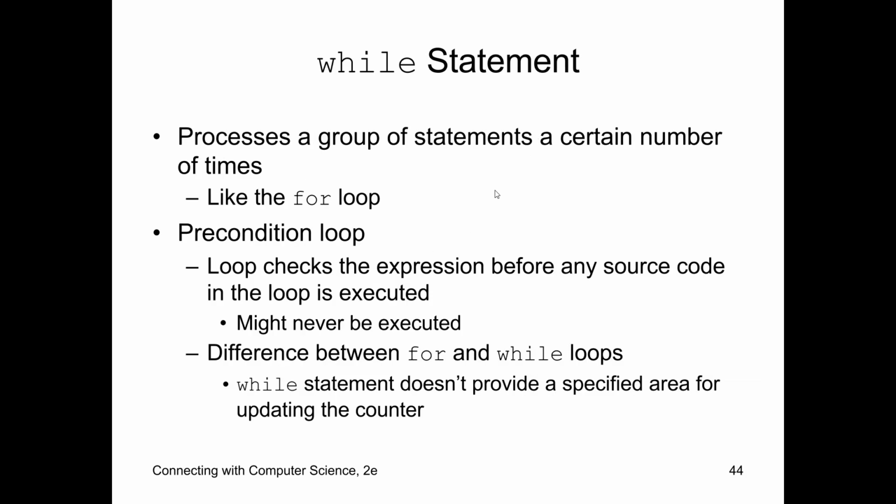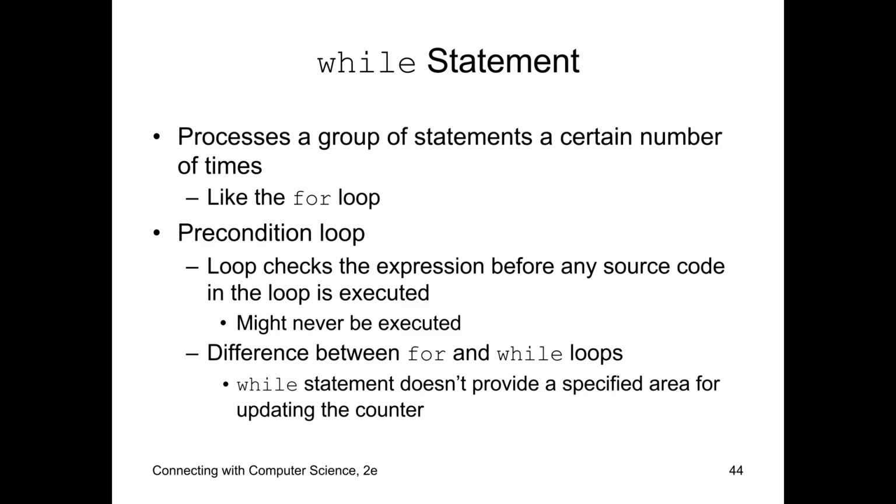Now, if you don't know if you have a certain number of steps, then you can use a while loop. It is like a for loop, and we'll talk about the difference between while and do while, but there's a precondition to get into the loop.